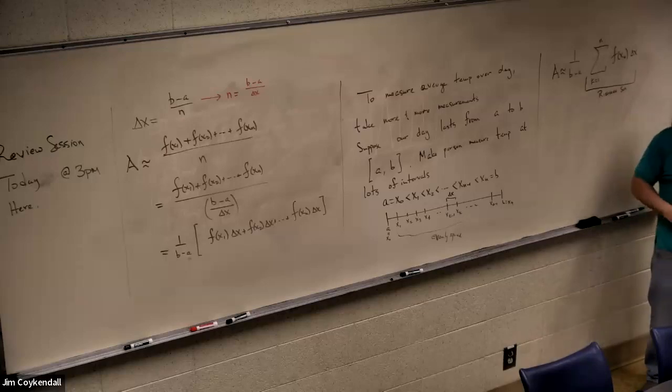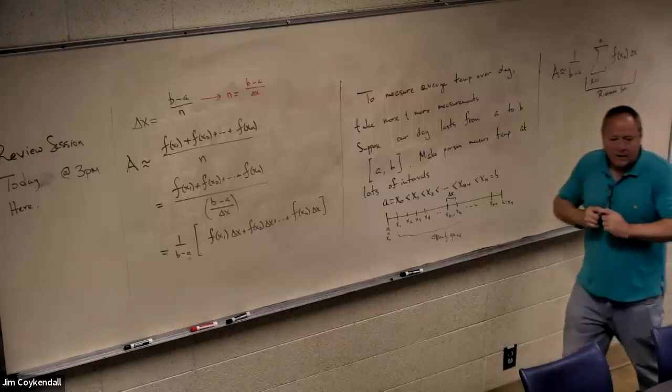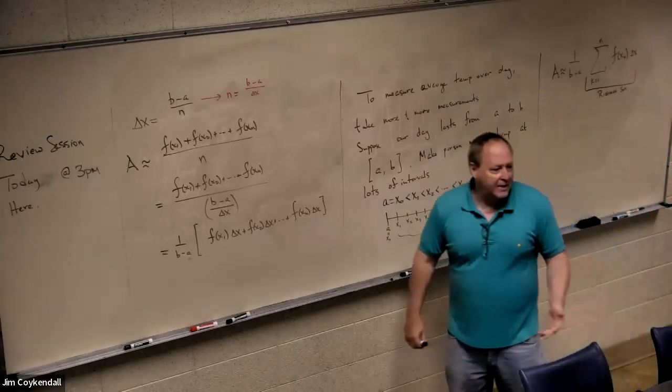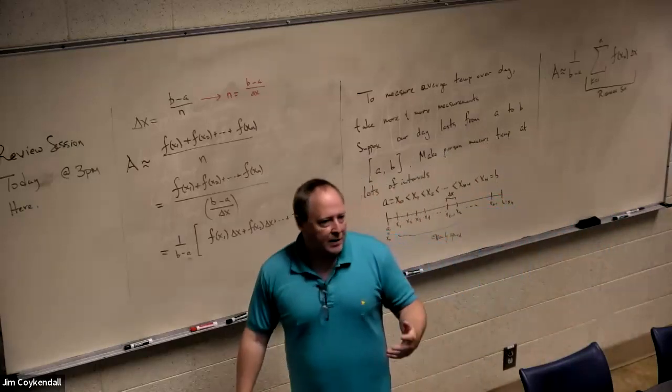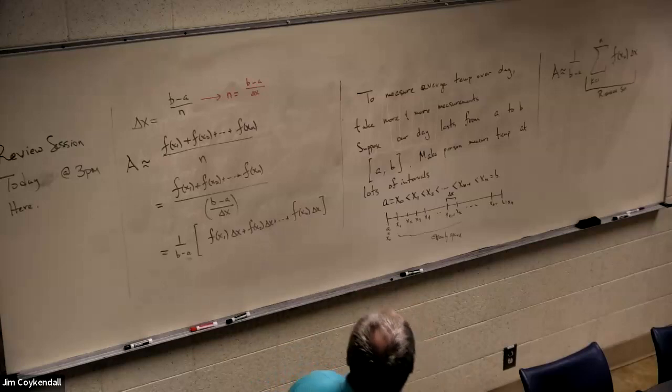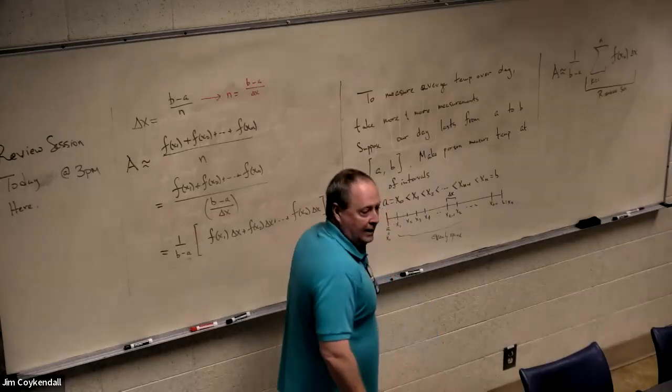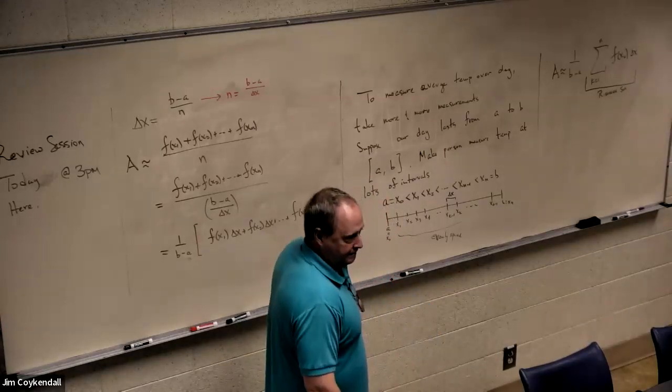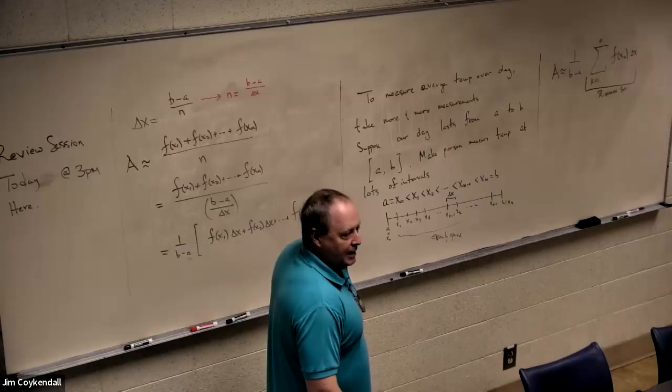So let me ask you this. When I took 2 temperature readings, I got a primitive estimate of what my average is. When I took 3, it's better, 4 is better, 1,000 is better. Here, I can take any number of temperature readings. How do I make this better and better? What can I do to n to make this better and better?